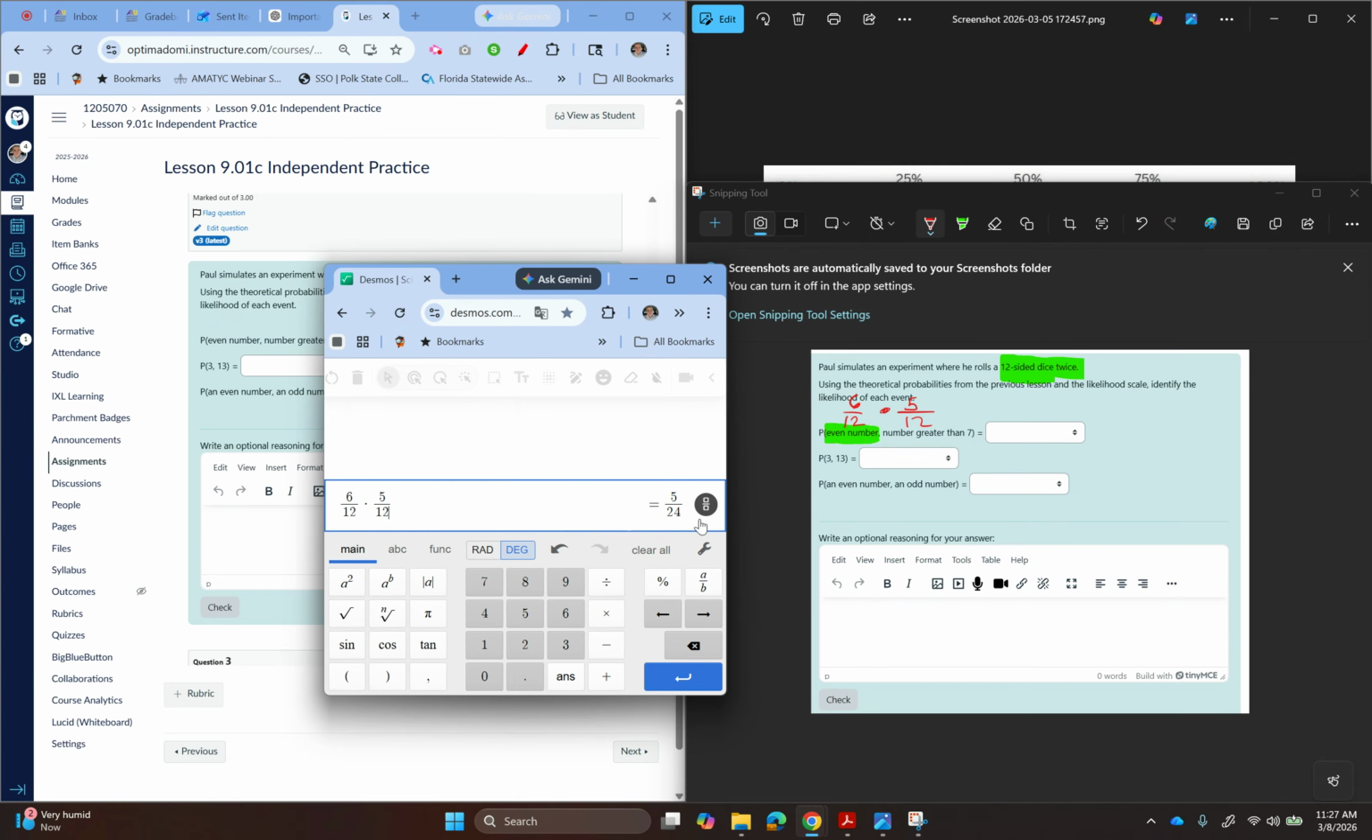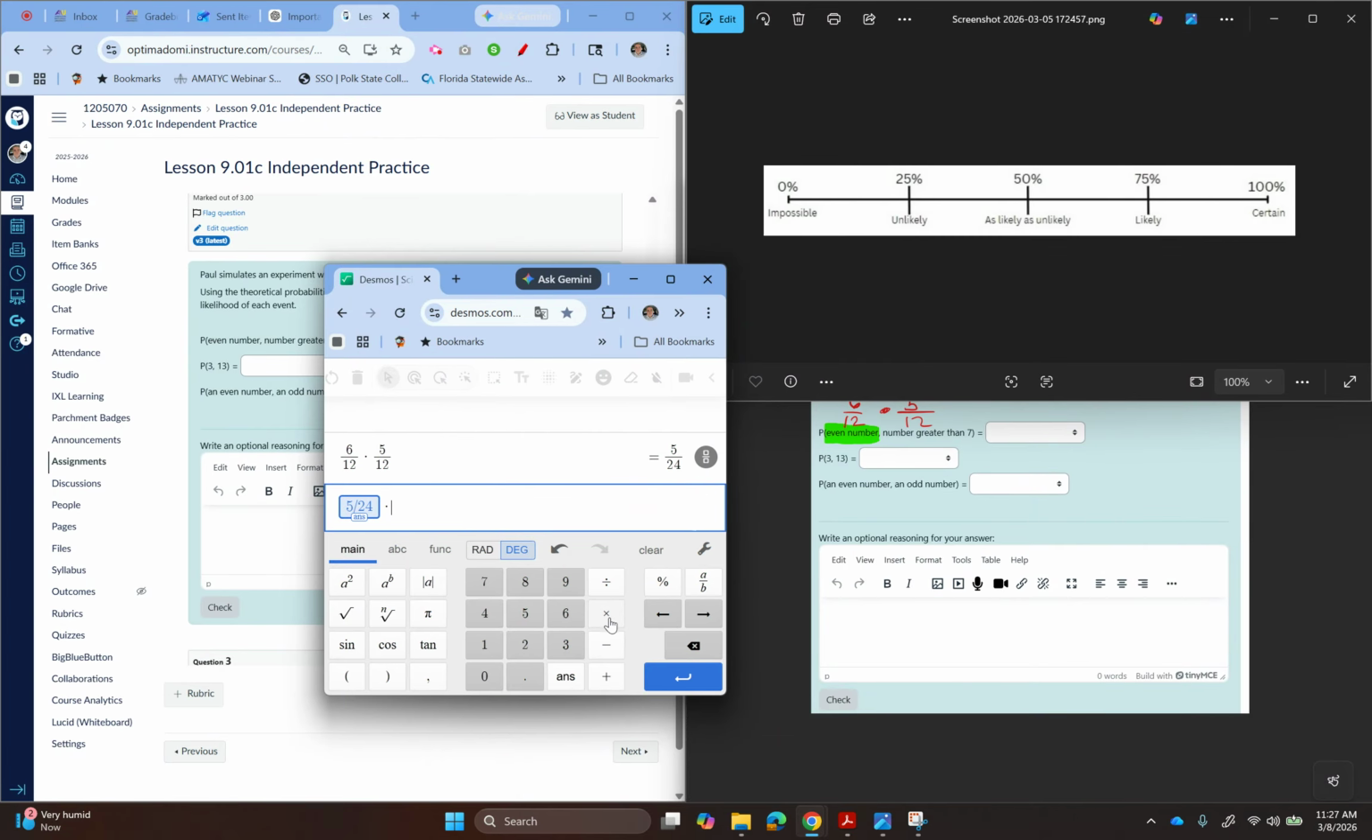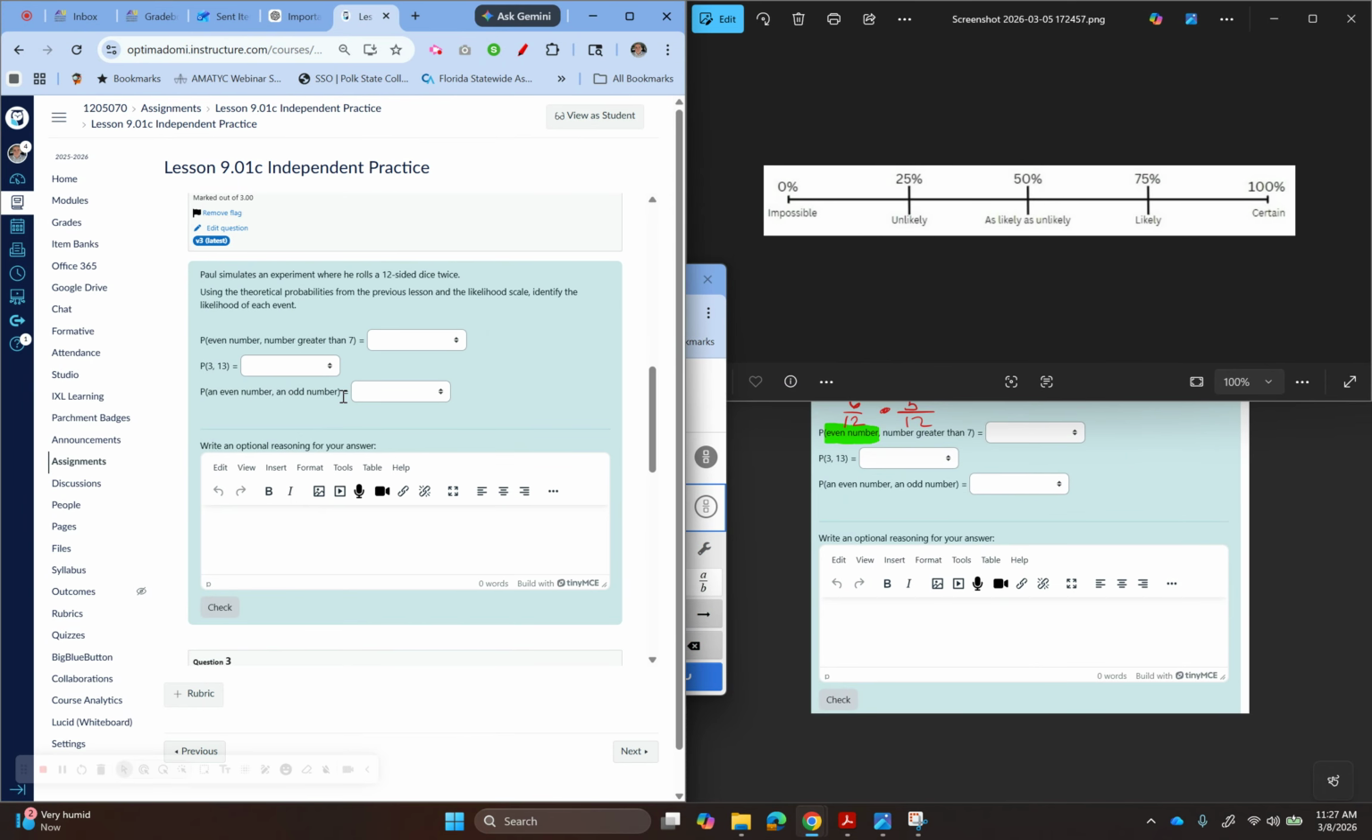And you can see I got this fraction, but I'm going to make that a percentage, so I can use this chart here. So I'm going to take my answer and multiply by 100. And you can see it's 21%. So we are in the unlikely area, okay? Because 21 is close to 25.